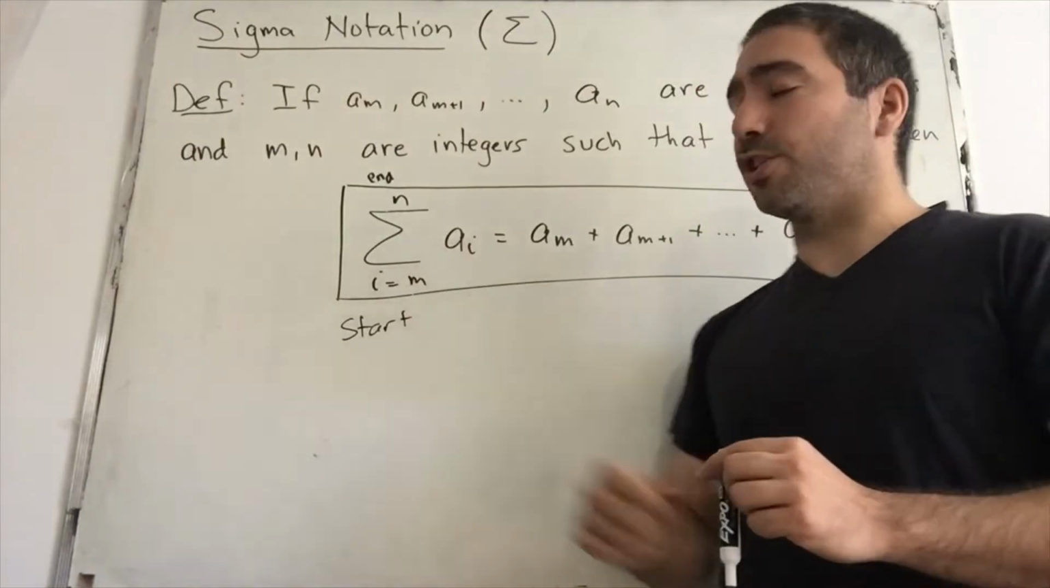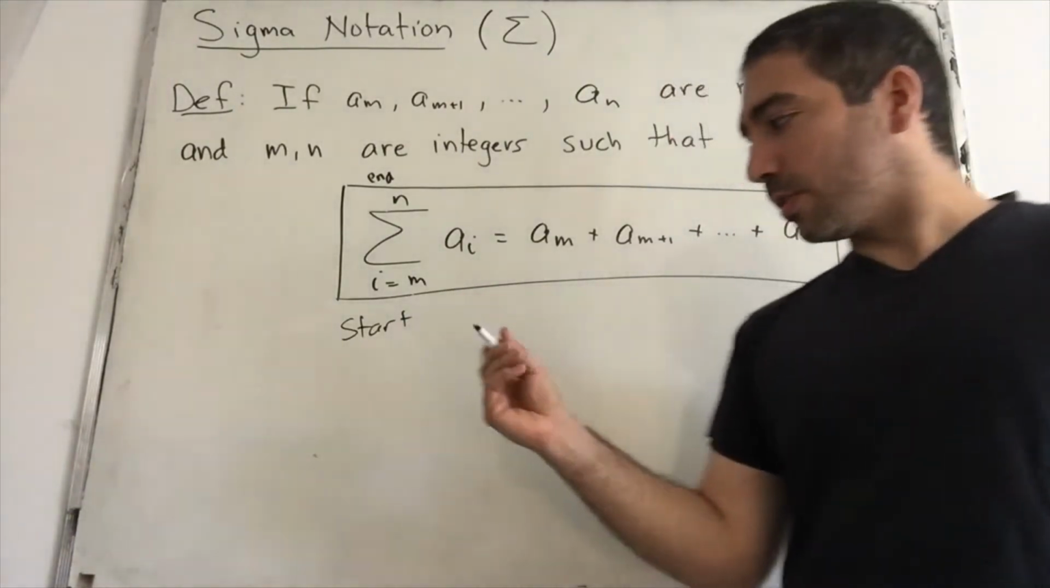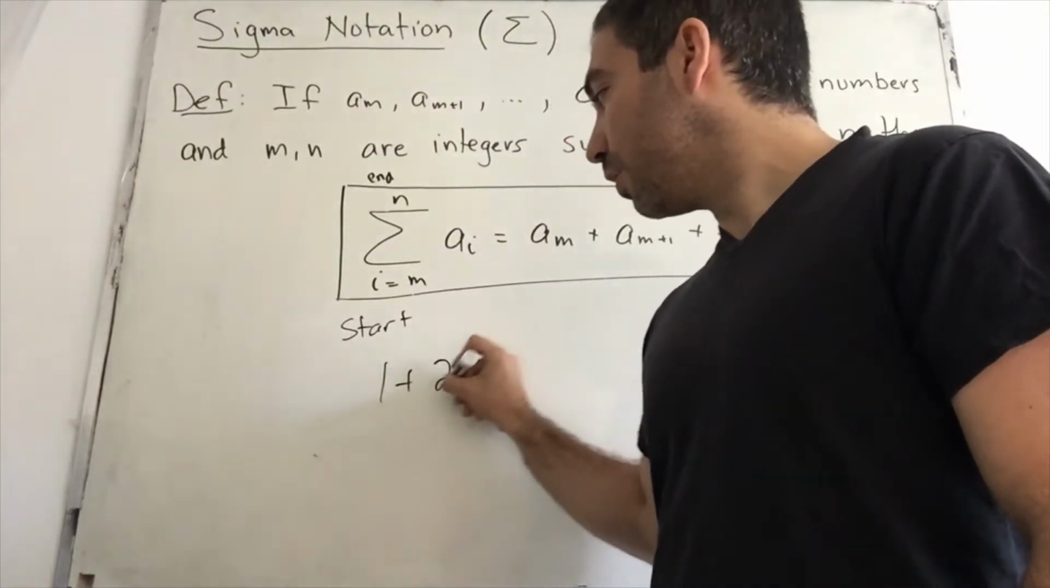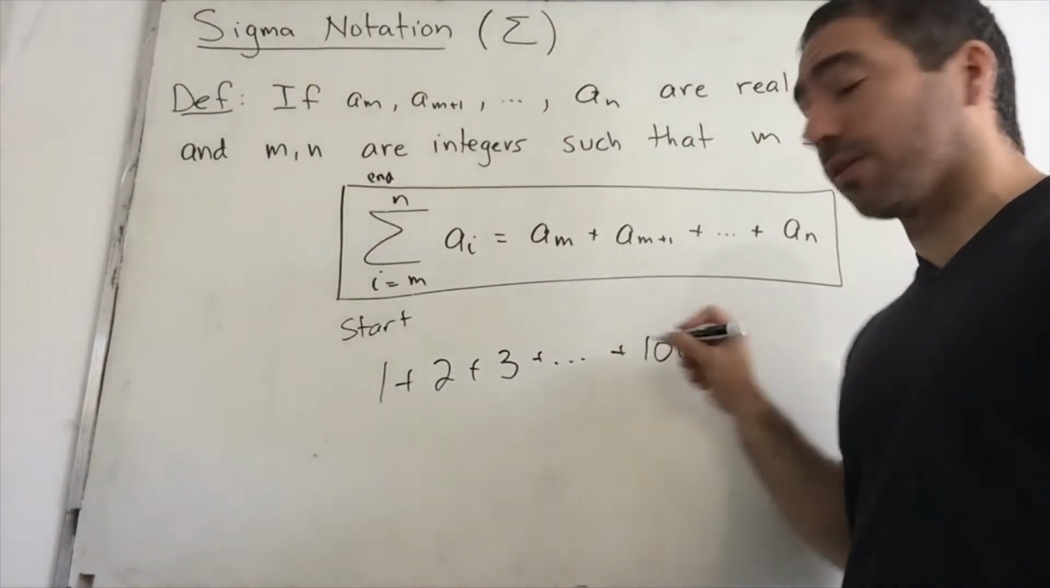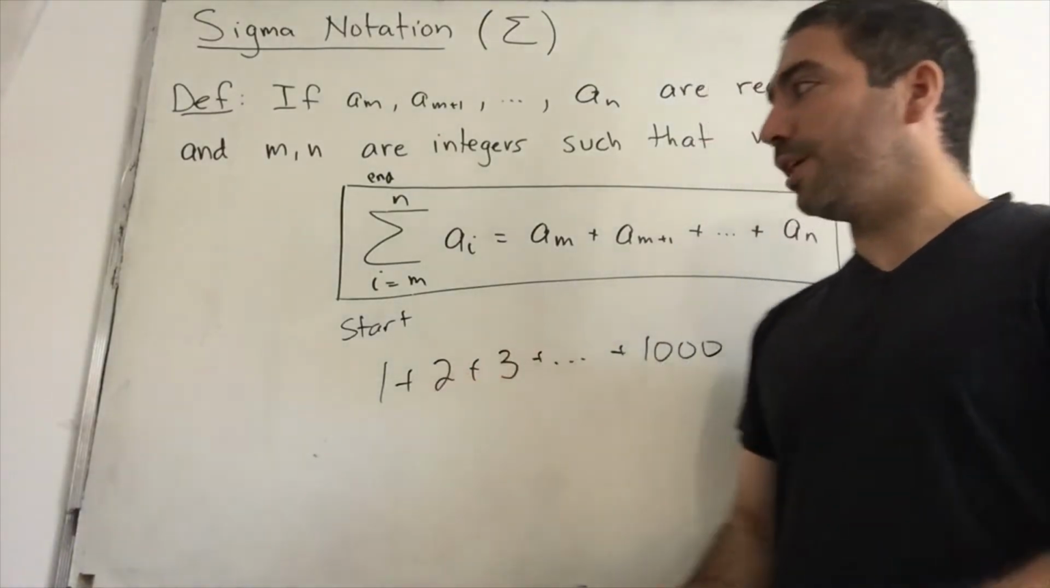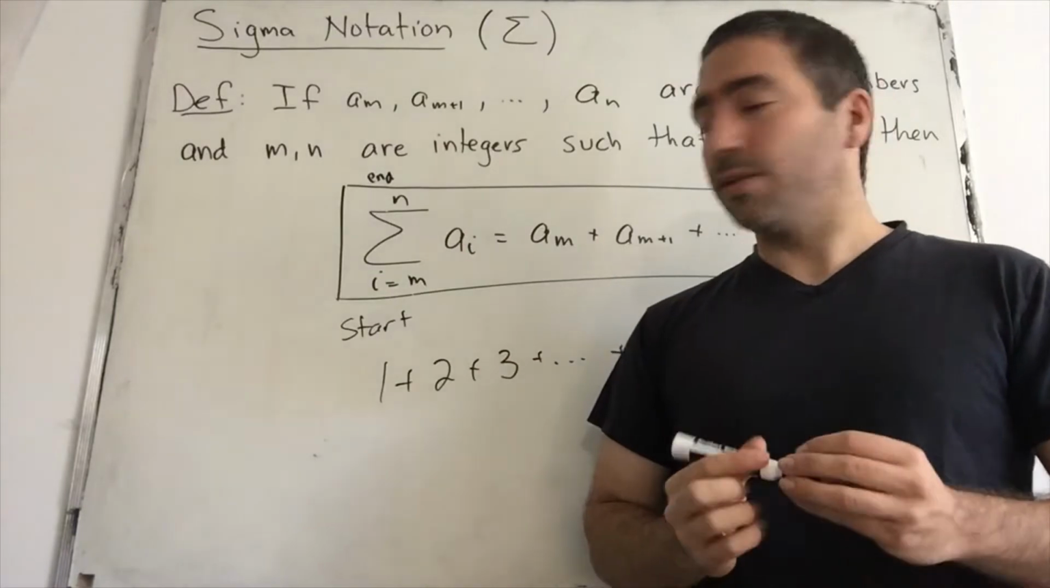And that gives us the summation, because mathematicians are lazy, or what I like to call efficient. Instead of writing 1 plus 2 plus 3 plus all the way to 1,000, which would take a really long time, we want a compact notation to express this, and that's why we introduce sigma notation, okay?